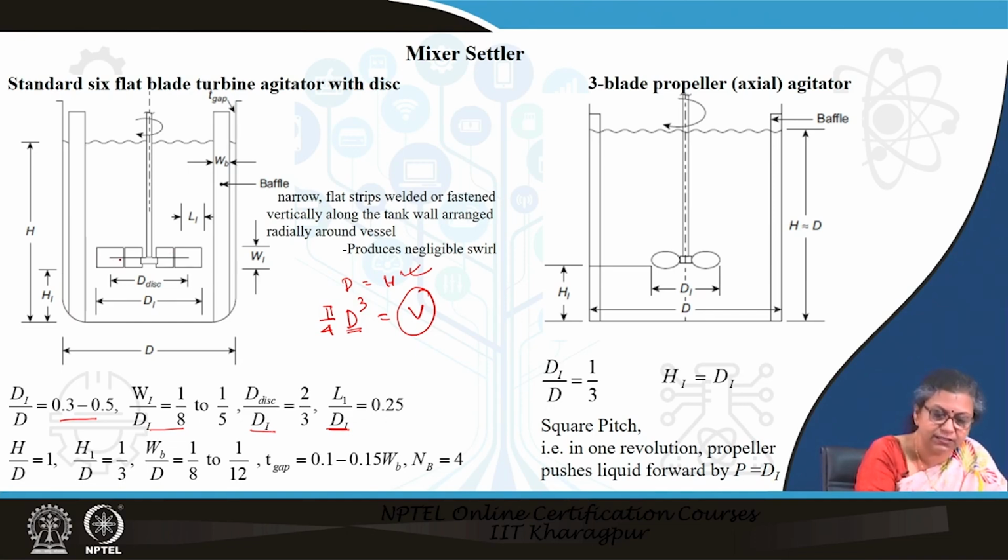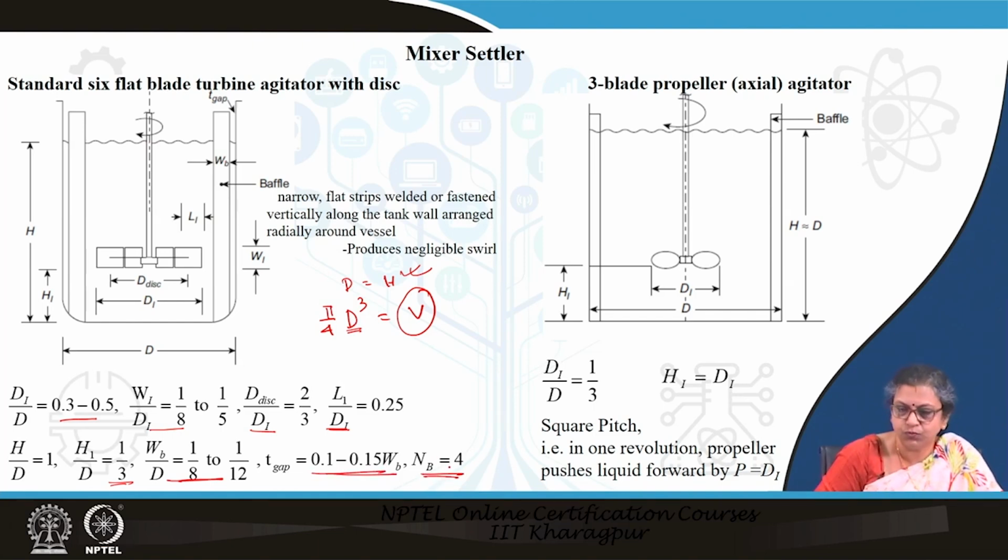As I have told you, this same H1 is maintained if there are multiple impellers; the top impeller from the liquid interface is also maintained at the same height. The baffle width, I had mentioned, is around D/10 to D/12, it is about D/8 to D/12, and generally the gap is also mentioned, and the number of blades that we have is equal to 4.